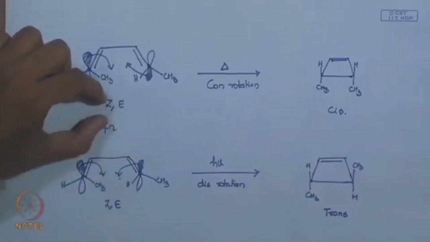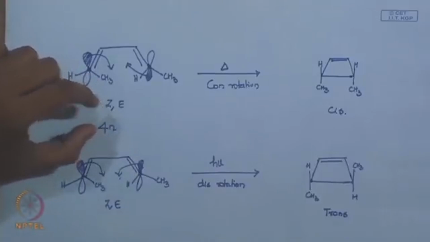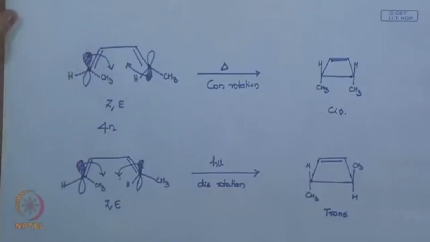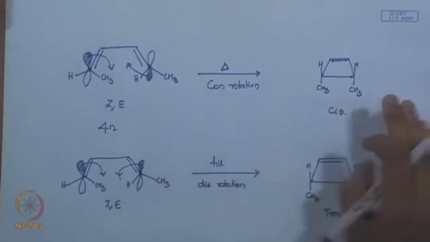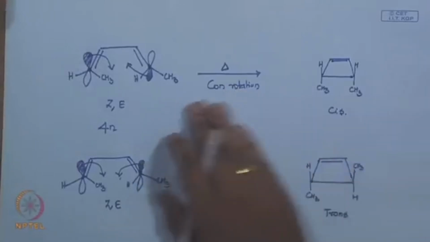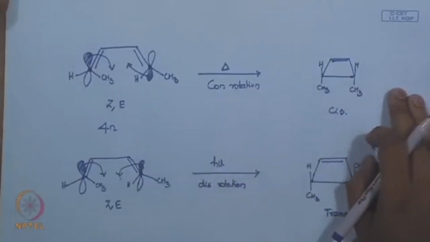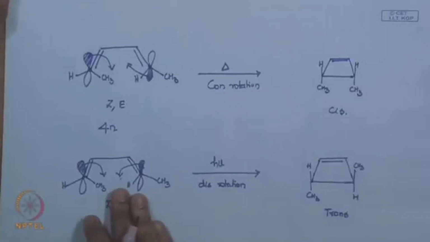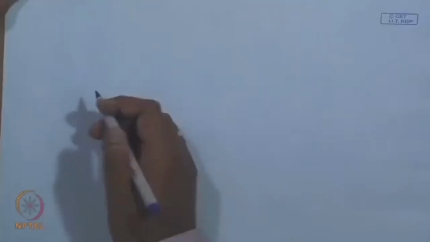You take the same substrate, the ZE butadiene. Once you heat it, you end up with a cis product. But on the other hand, if you shine light, you end up with a trans. That is where it is really interesting, these reactions are. So, the same system you can work with different examples. I can tell you one more example. It's the same thing which you can think about.